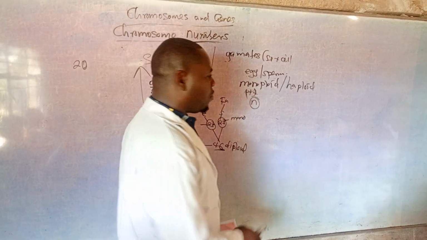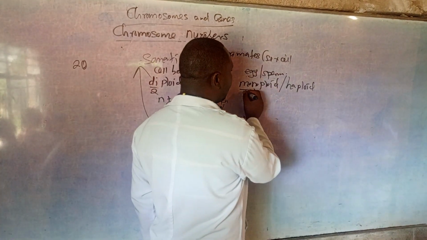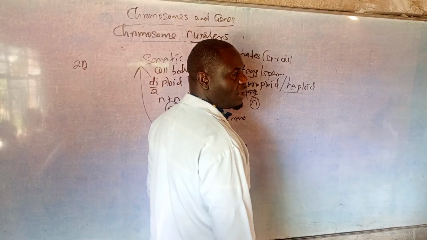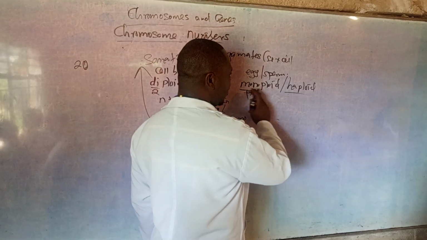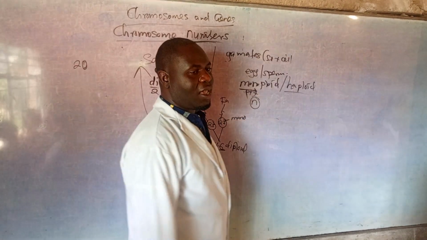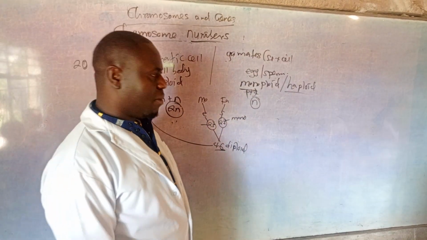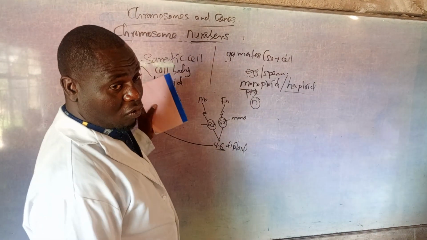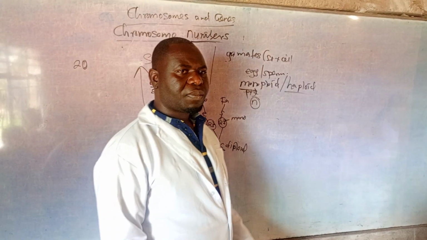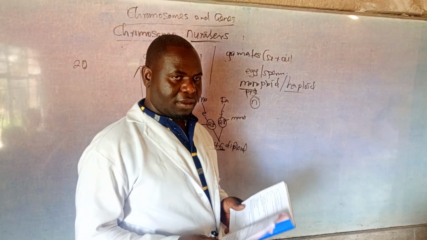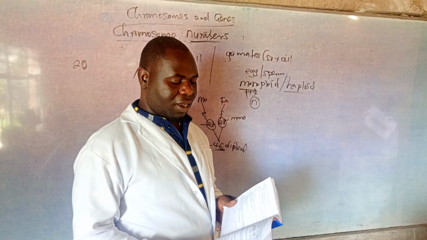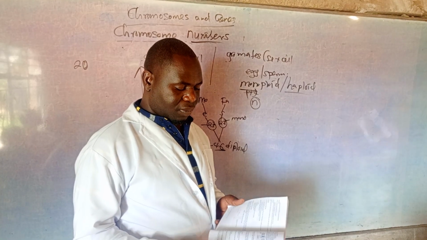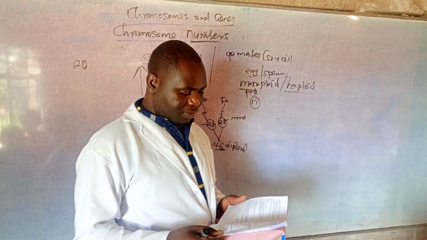Mono means one, so you can say monoploid or haploid, just the same. It means half number. So monoploid, and this one is diploid, two together. Any question? People don't understand this topic, otherwise it's very important. So I can proceed.